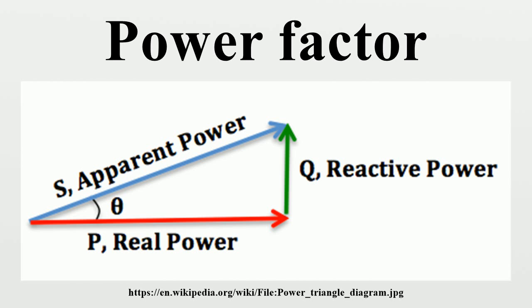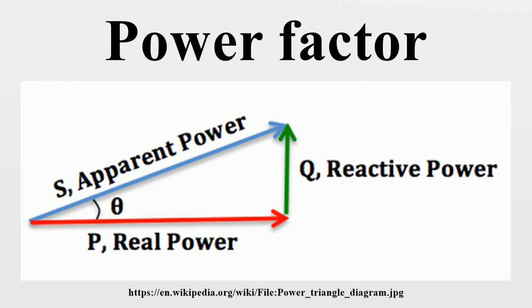We can conclude that the mathematical relationship between these components is as follows. As the power factor increases, the ratio of real power to apparent power increases and approaches unity, while the angle theta decreases and the reactive power decreases. As the power factor decreases, the ratio of real power to apparent power also decreases, as the angle theta increases and reactive power increases.